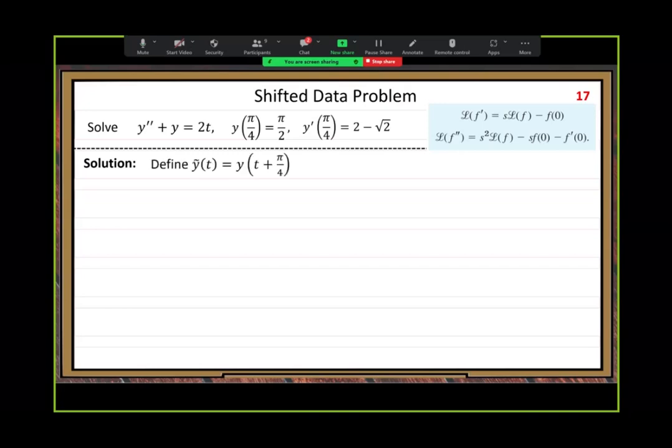Here I define a special function, y tilde of t. The function is closely related to y, but slightly different, so I use the symbol tilde. Can I define y tilde of t equals original y of t plus pi over 4? I can define it in that way, right? Nothing wrong. I just introduce a new function.